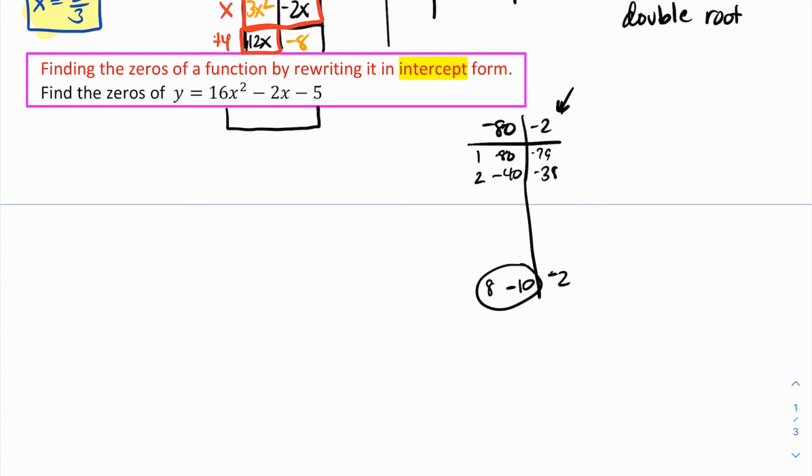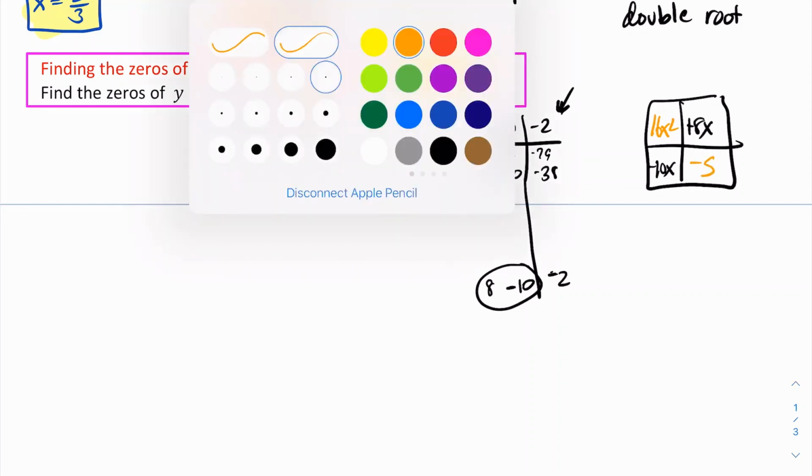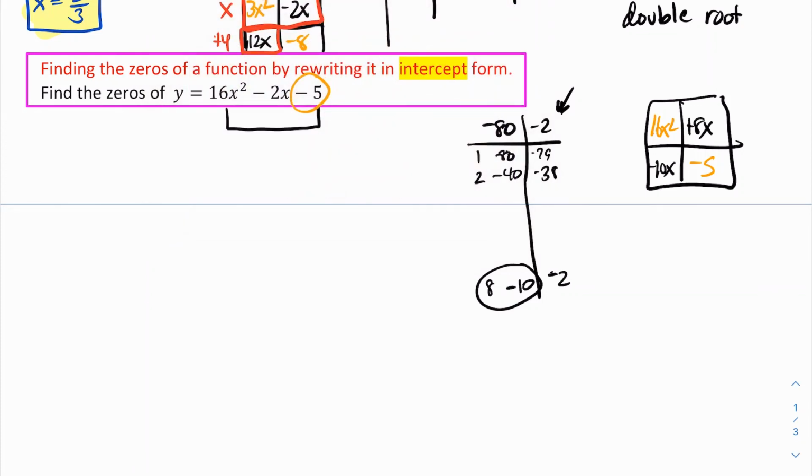So I'm going to go ahead and put the box method over here since I have room. So positive 8x minus 10x. And then the first and the last number go in the other one. So 16x squared and minus 5. And so the first two have an 8x in common, and that leaves me with 2x plus 1. And then 2x times what gives me this? That would be a negative 5.